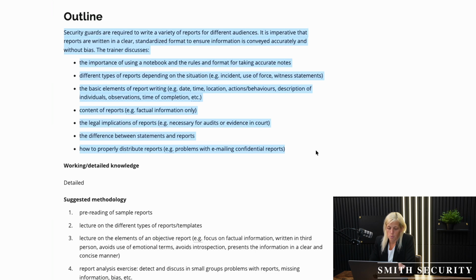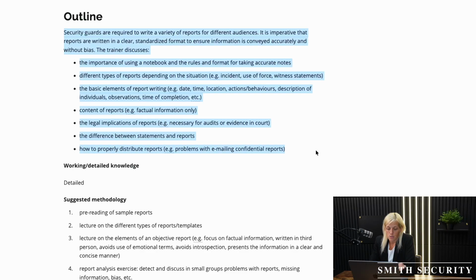So the different types of reports, depending on the situation, like an incident report, use of force report, witness statements, those are all going to be different, right? So if somebody slips and falls and hurts themselves, you need to be able to clearly describe the environment, what happened, what was going on, who was around them, other individuals that were there. You need to get all that, versus use of force. If you harm somebody, if you have to use force, why did you use force? What was the situation? What force did you use in comparison to what they used? So you need to be very, very descriptive in that.